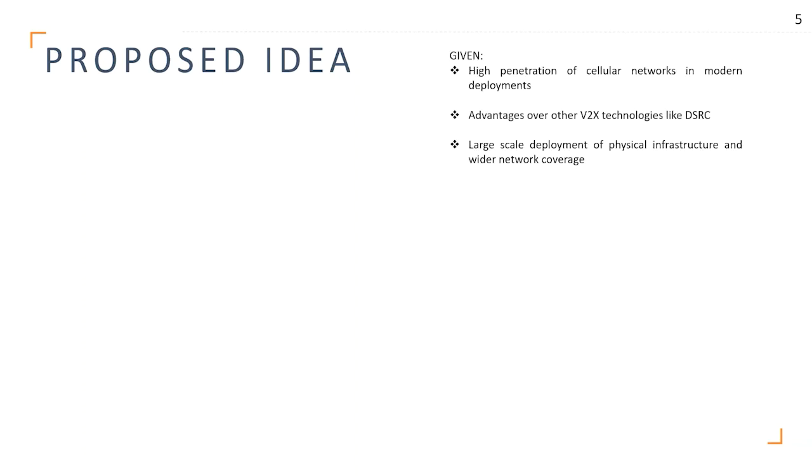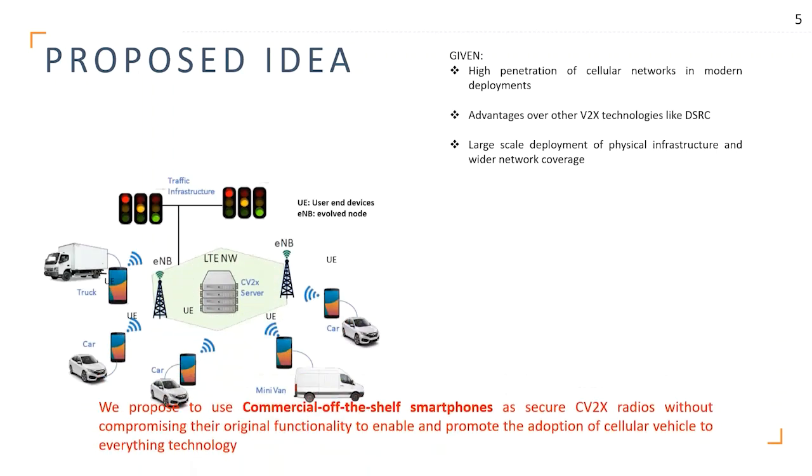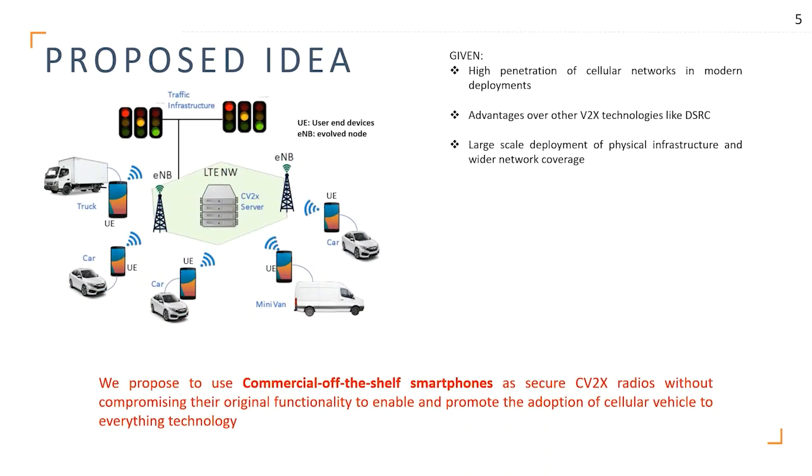Opportunely, given the penetration of cellular technology, the already established physical infrastructure and the network coverage, plus its advantages over other vehicular communication frameworks like DSRC, we propose to use commercial off-the-shelf smartphones as secure CV2X radios while not compromising on their original functionality to enable and adopt cellular vehicle to everything. Since the infrastructure is already available and smartphones are omnipresent, only a secure CV2X application would have to be installed by the users to enable CV2X.